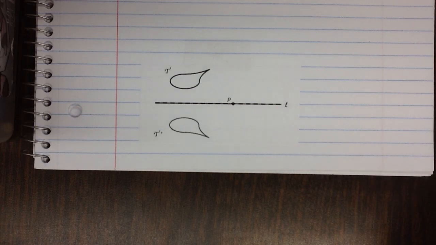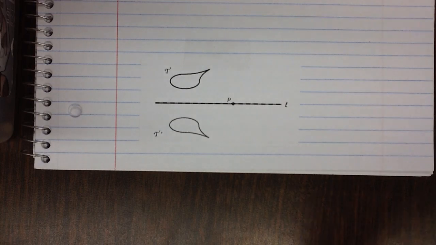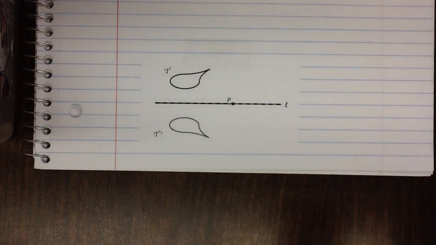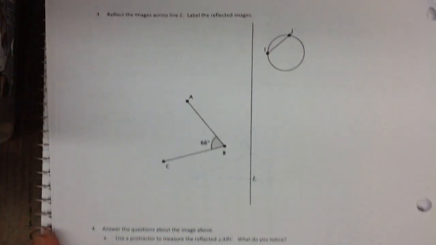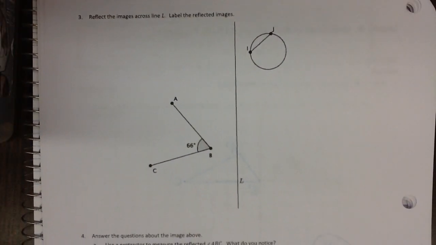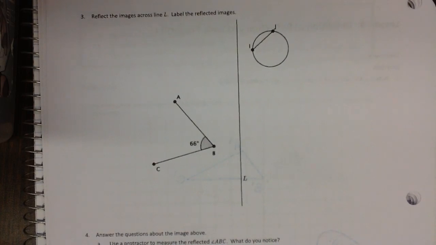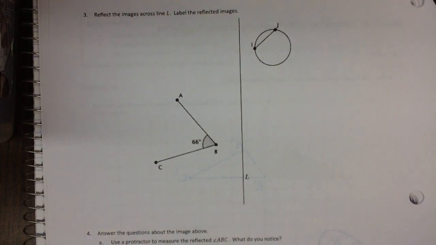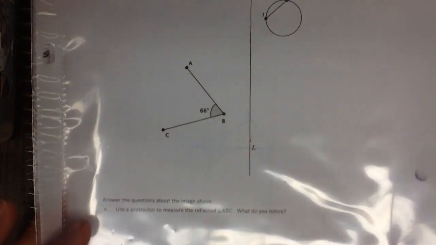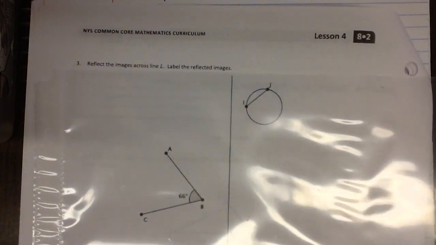Okay, so now we're going to go back to your packet and we're going to do a few more examples together. Okay, so we're going to start here with number 3. It says reflect the image across line L, label the reflected images. Okay, so again, we're going to do this together. You may want to, because of the staple and having to put it underneath, take it apart. Okay, that's fine, just as long as you don't lose it.